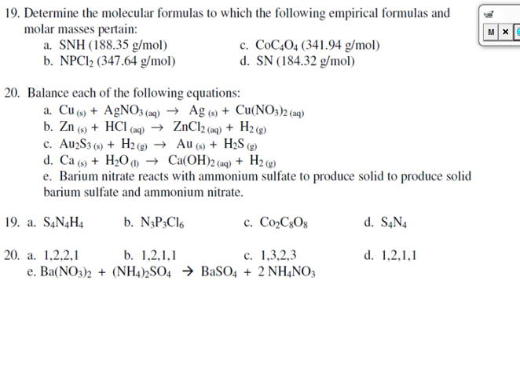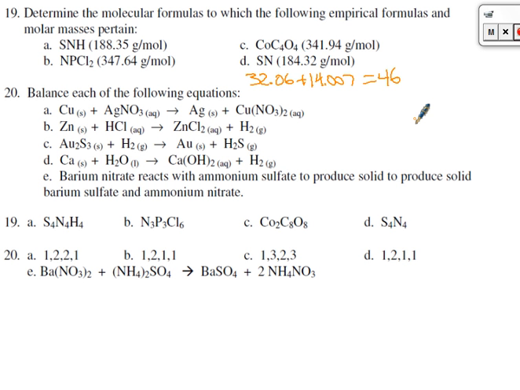Number 19, determine the molecular formulas given these empirical formulas. So you're just going to calculate the empirical formula and then see how many times it goes into that one. Let's try D. D is not hard to do at all. So we have sulfur, which is 32.06, plus the nitrogen, which is 14.007. So 32.06 plus 14.007 is 46. And that's the empirical formula's mass.